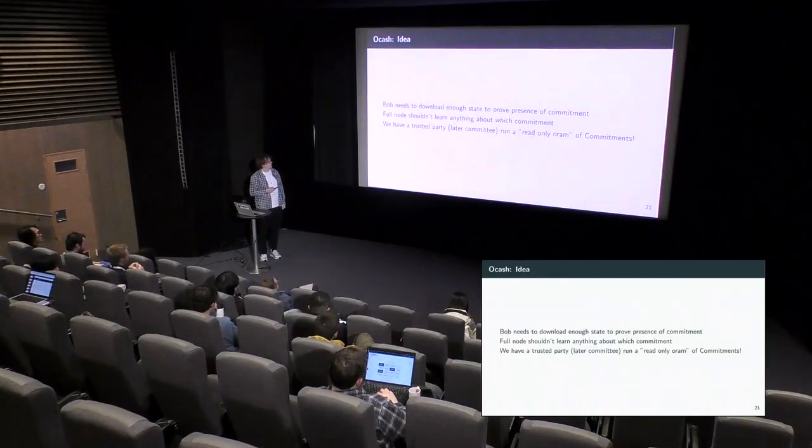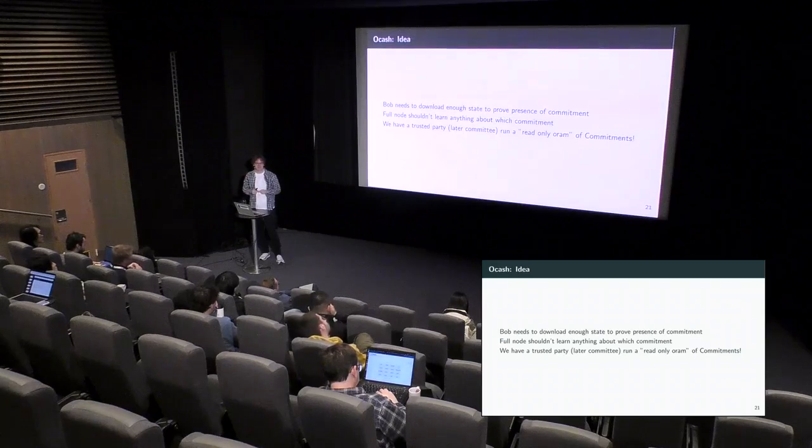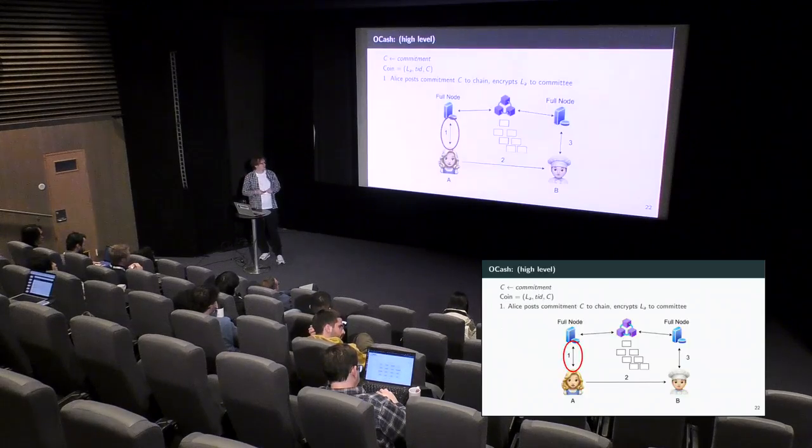So yeah, Bob needs to download enough state to prove it, and the way we do this is we have a trusted third party, which is later a committee, and I'll discuss this at the end, which is going to run a read-only ORAM of commitments. So all the commitments are going to get put into this ORAM structure, and then when Bob wants to read, he reads one of the paths.